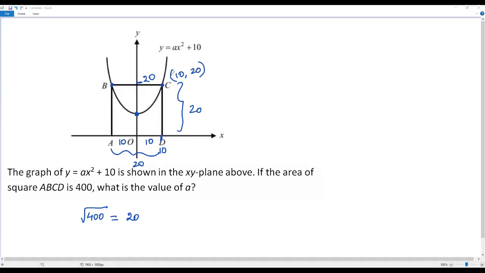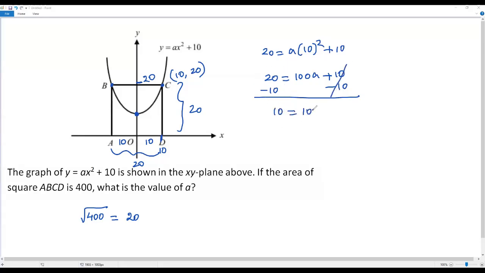Since we have this point C on the parabola, we can plug this x-coordinate and y-coordinate into the equation of the parabola. That is, we plug in the x-coordinate 10 for x over here and the y-coordinate 20 for y over here. Then I'm getting 20 equals A times 10 squared plus 10. Then we get 20 equals, the value of 10 squared is 100, 100 times A is 100A, plus 10. Okay, let me subtract 10 from both sides. When I do so, this positive 10 and negative 10 will cancel out. When I combine 20 minus 10, I am getting 10 equals 100A.